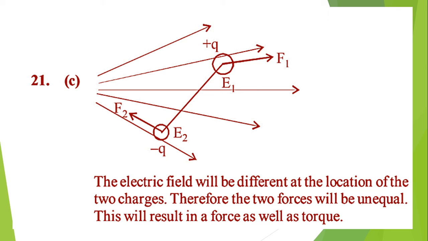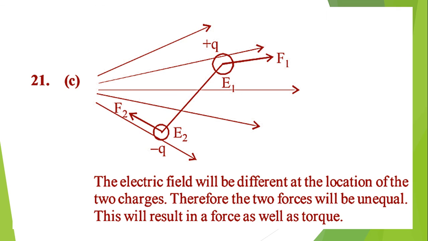So F1 is equal to QE1 and F2 is equal to minus QE2. These forces will be unequal. That means the line of action of the F1 force is in this direction, and the line of action of the F2 force is in this direction. The pair of forces are not equal in line of action, so they generate a torque. So this will result in a force as well as a torque.